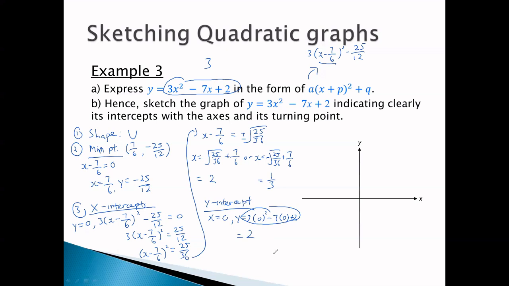Again, now I have all my info. I should be able to sketch out my curve. So let's take a look. I'll put in my two x-intercepts, 1/3 and 2. Y-intercept 2. Minimum point again in the middle, probably here, 7/6, negative 25/12, and then I can sketch in my curve.